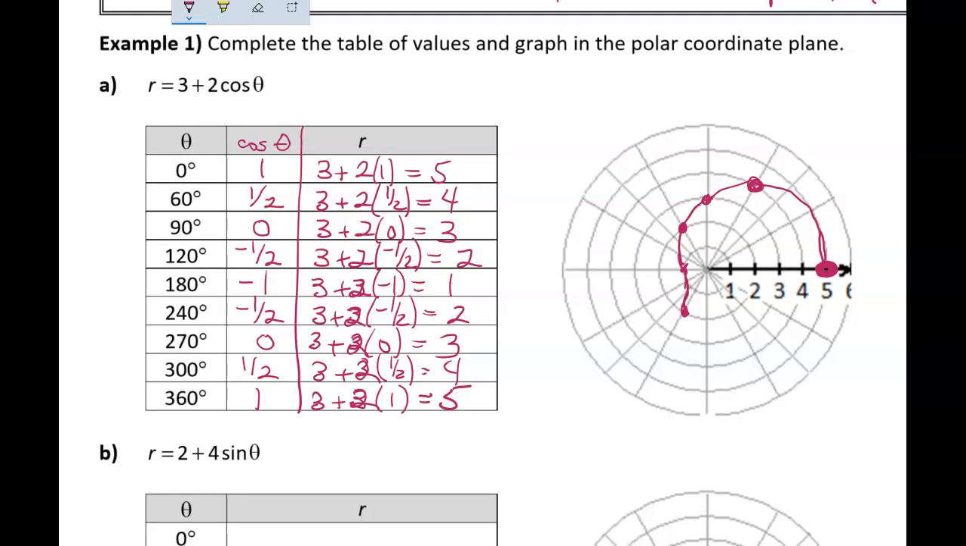Kind of looks like that. I haven't made it into a very smooth curve there, but you get the picture. And at 270, the radius is 3. At 300, the radius is 4. And then at 360, the radius is back to 5, the same place we started when theta was 0. Okay, so that's one of those dimpled Limaçons. That's the easier type of curve to generate.